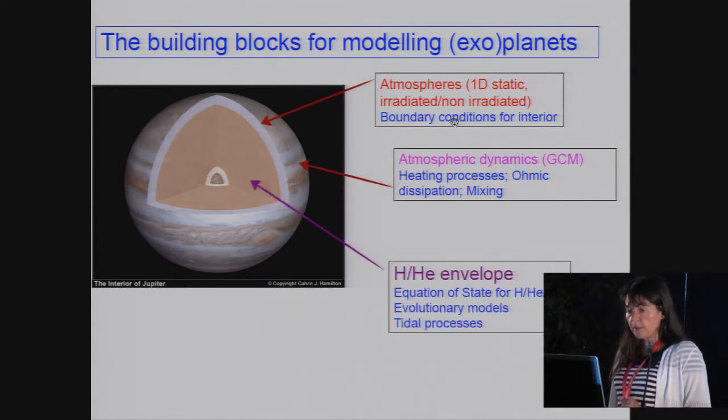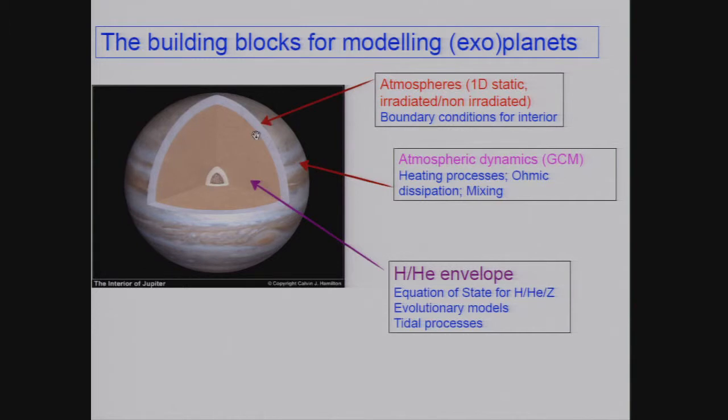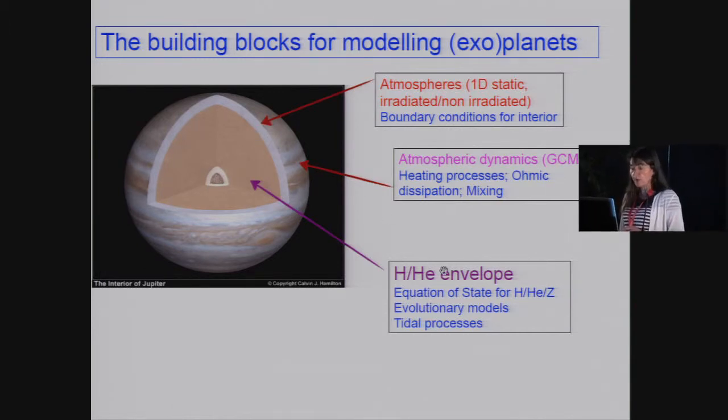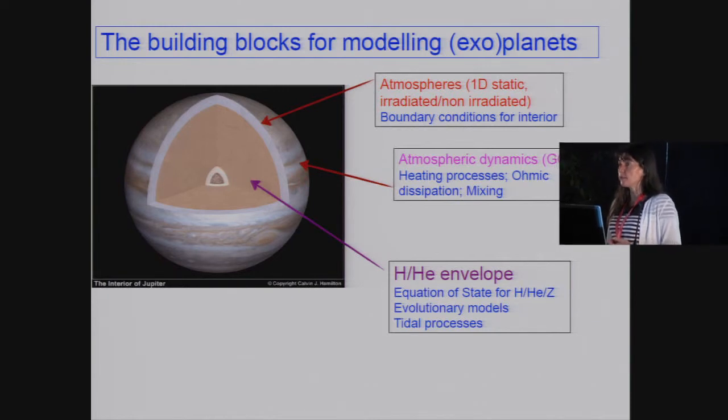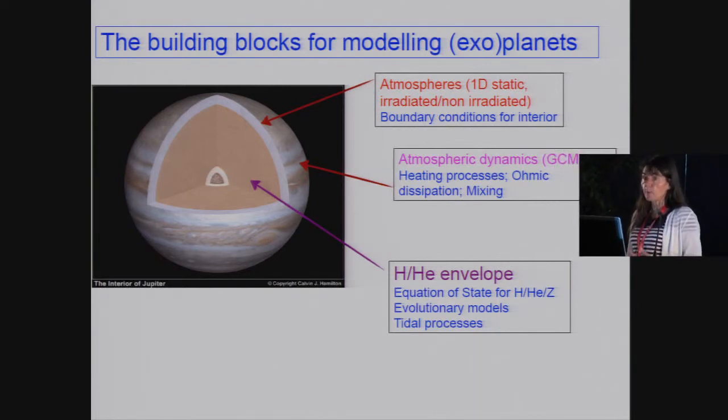Then, if you go a bit deeper, you have a hydrogen-helium envelope eventually enriched in heavy material. This means that you need equations of state for hydrogen, helium, and for heavy material as well. Those equations of state are very complicated because the gas in a planet is certainly not an ideal gas, and you have very complex processes going on there. You need, of course, evolutionary models when you have a hydrogen or gaseous envelope, because this is very compressible material, and therefore it can contract and cool down over billions of years. And finally, you may have to include tidal processes for those planets which are close to their star.